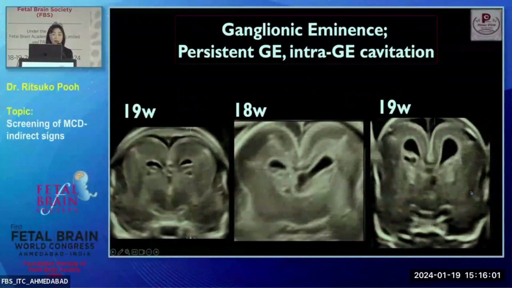And ganglionic eminence, some of the lecturers already talked about the ganglionic eminence. And also, today, Dr. Christian Mitter told about the ganglionic eminence. And here you can see 18 weeks and 19 weeks of gestation. You can see the cystic area here. And this might be the cavitation inside of the remnant ganglionic eminence.